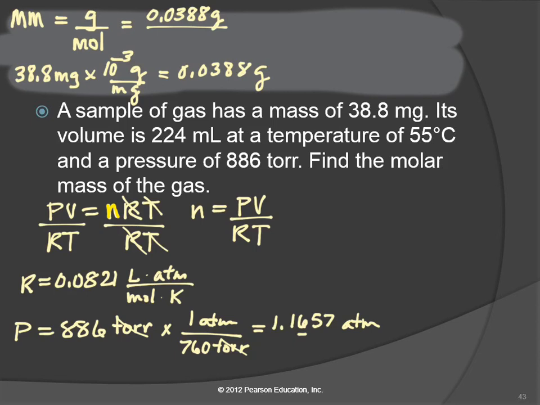And the temperature needs to be in Kelvin. They gave it to us in Celsius. Temperature is 55 degrees Celsius. We'll just add 273 to that. 328 Kelvin.